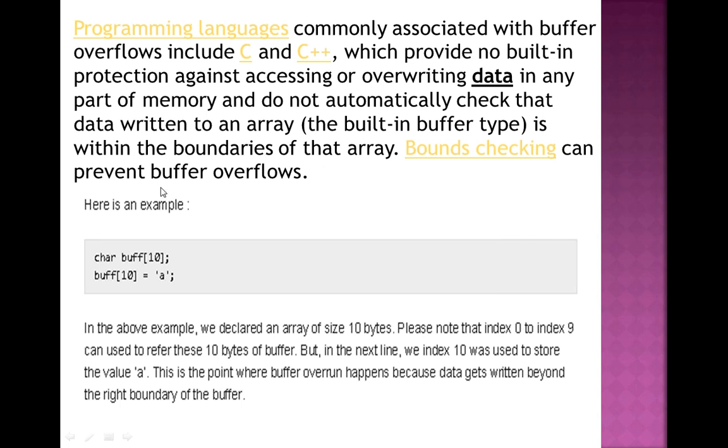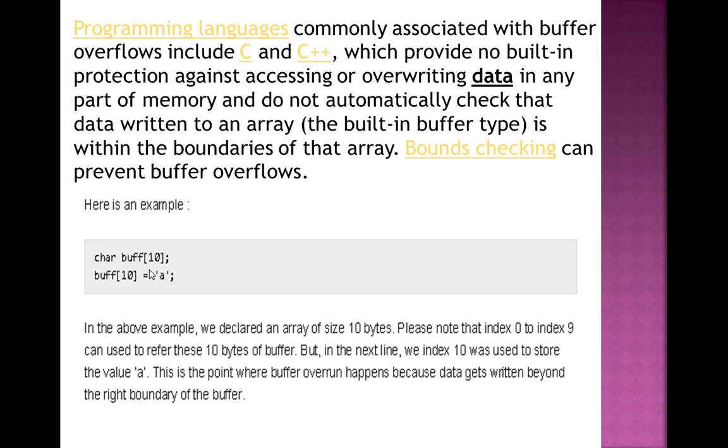Bound checking can prevent buffer overflow. This is a method. Bound checking means checking for errors at every point of time. This is the example. Here buffer is an array of char type. It contains 10 values from 0 to 9. But if I want to access buffer[10], that is not possible.